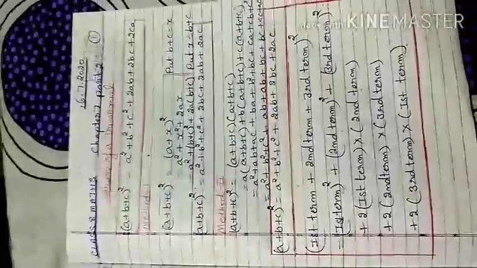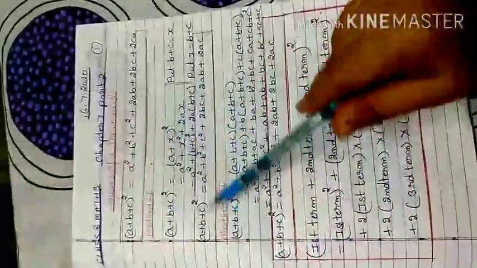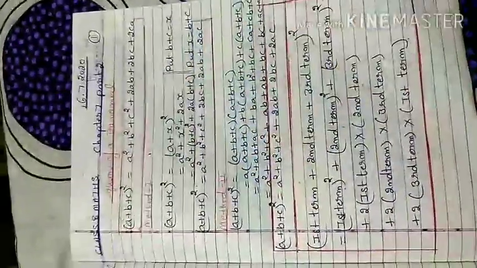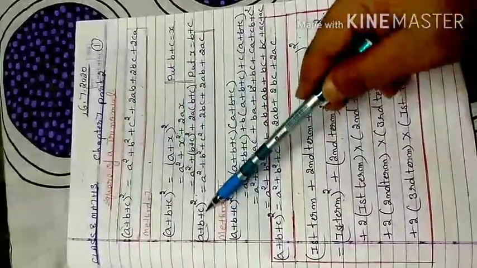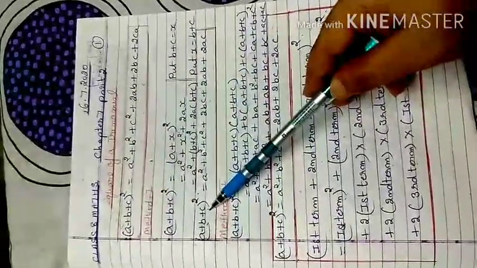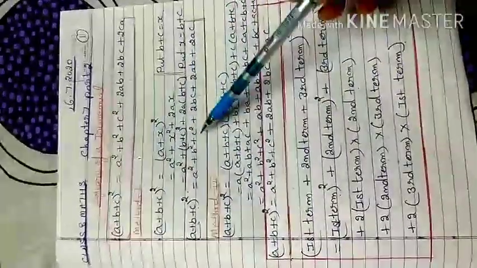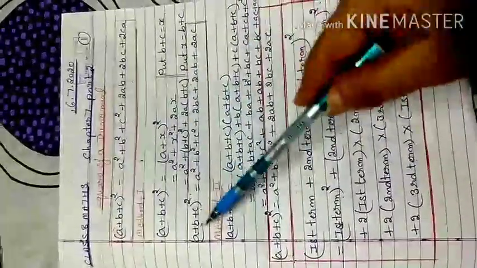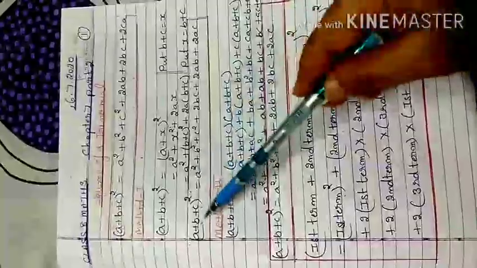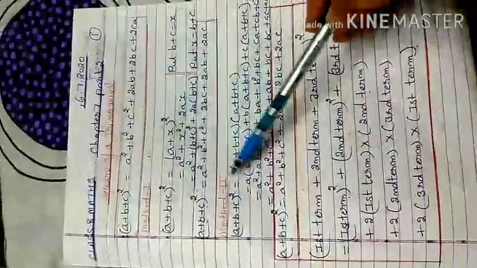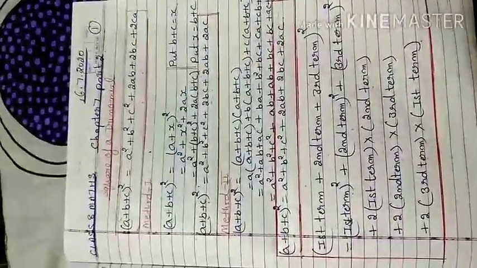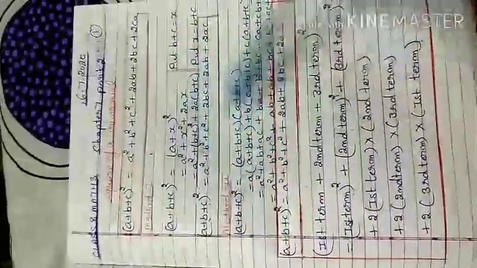Actually there are many other formulas related to the trinomial square, but the easiest way is that if you memorize only this formula, you can solve any question, even if there are negative signs, because we apply the same formula: a square, b square, c square, plus 2 times the first two terms, 2 times the last two terms, and 2 times the first and last term, and the square of each of the 3 terms. So that is my required formula.